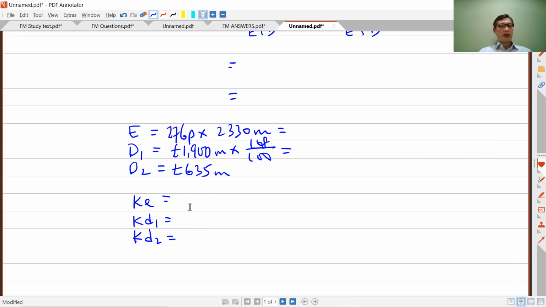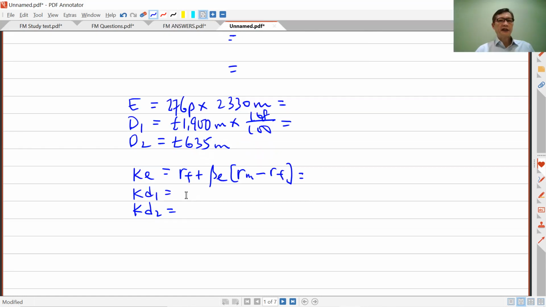For the cost of equity, we will use the capital asset pricing model. So the formula is the risk-free rate plus equity beta times, for your cost of equity, the market return minus the risk-free rate. This is known as the risk premium, the market risk premium, or equity risk premium. And then you can search for the information for this capital asset pricing model.